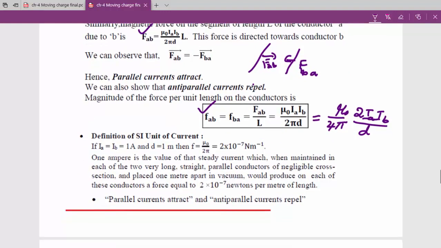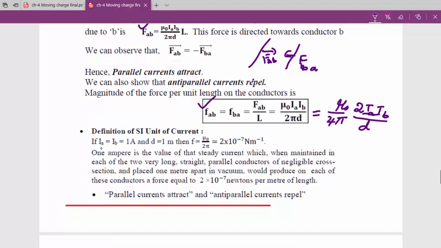Now, parallel currents attract, anti-parallel currents repel. Here I will draw a diagram. Parallel currents means if currents are in the same direction, the forces are attractive. If the currents are anti-parallel, meaning opposite, you can see the direction of currents is opposite, the forces are repulsive. These are attractive forces, currents are parallel. This is repulsive force, currents are anti-parallel.